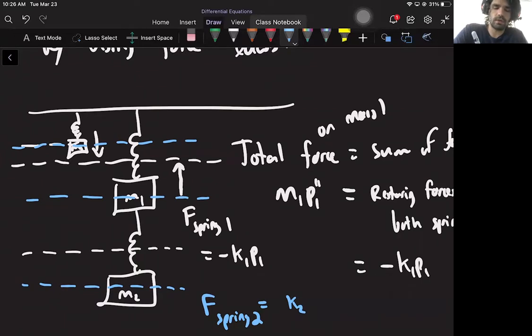And what you can do is you can think about, in this picture here, mass 1 is below equilibrium, but sorry, I think 1 second.